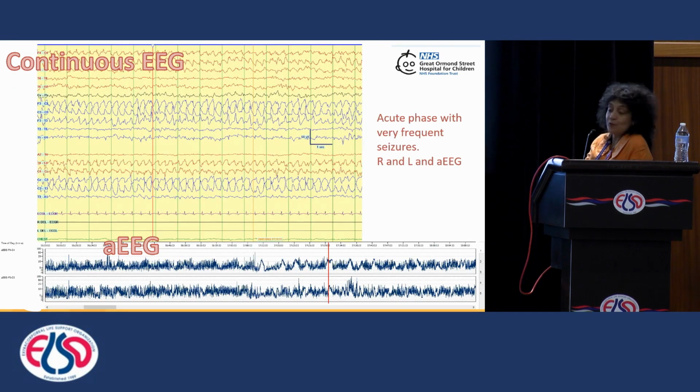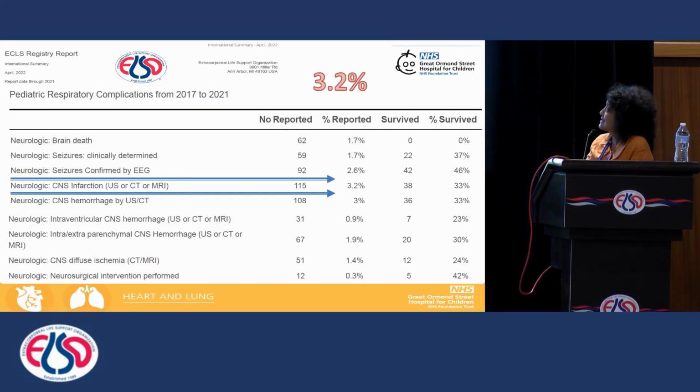This is from one of our patients who post-cardiac surgery went on to ECMO, had continuous EEG, which showed acute phase with very frequent seizures, and you can see we are also getting some aEEG out of it. And on the aEEG, I always say that when you start seeing a steeple church effect, that's when you know that the child is seizing.